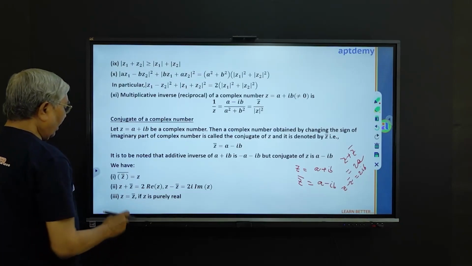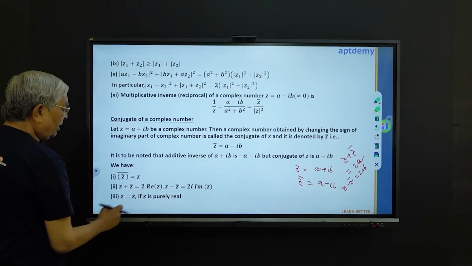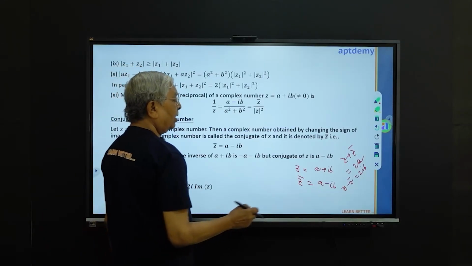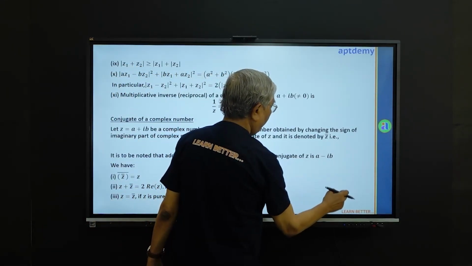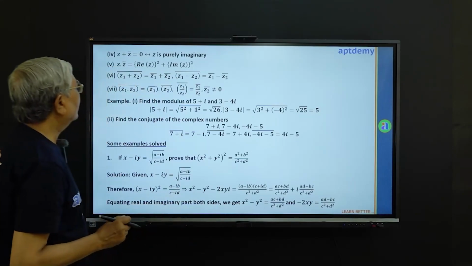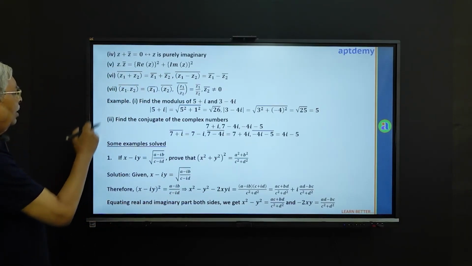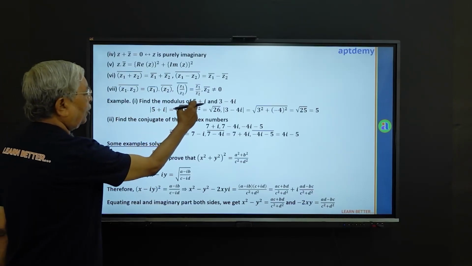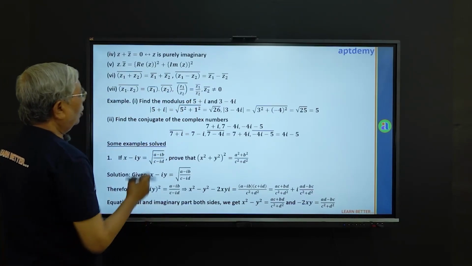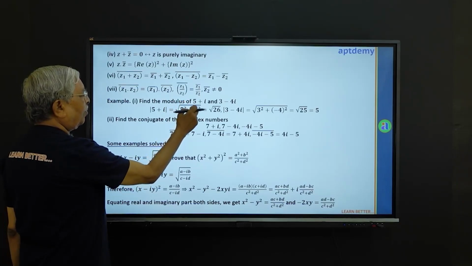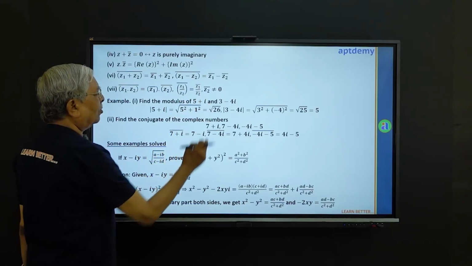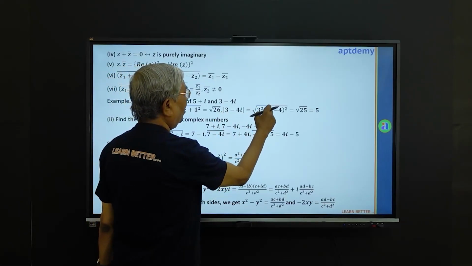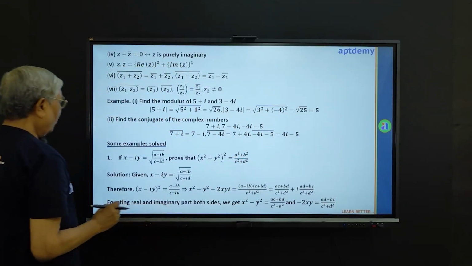If z is purely real, then z must be equal to z bar. These are the properties. We have taken the modulus of say 5 plus I, root over of real part square plus imaginary part 1 square. Mod of 3 minus 4I means root over of 3 square plus minus 4 whole square, that is our 5.